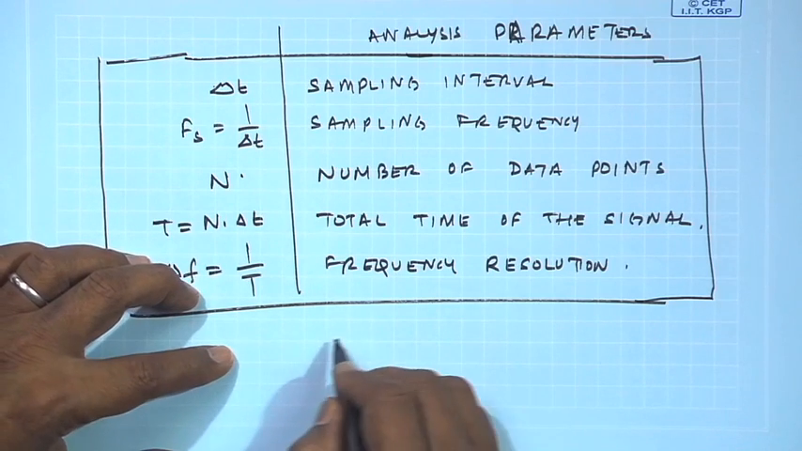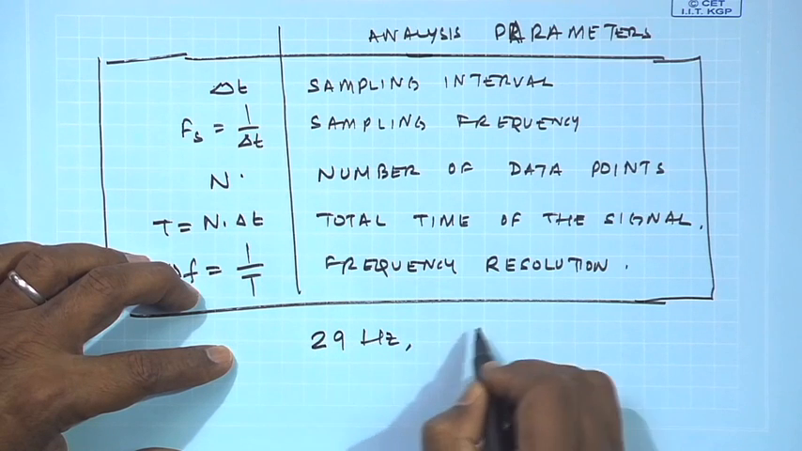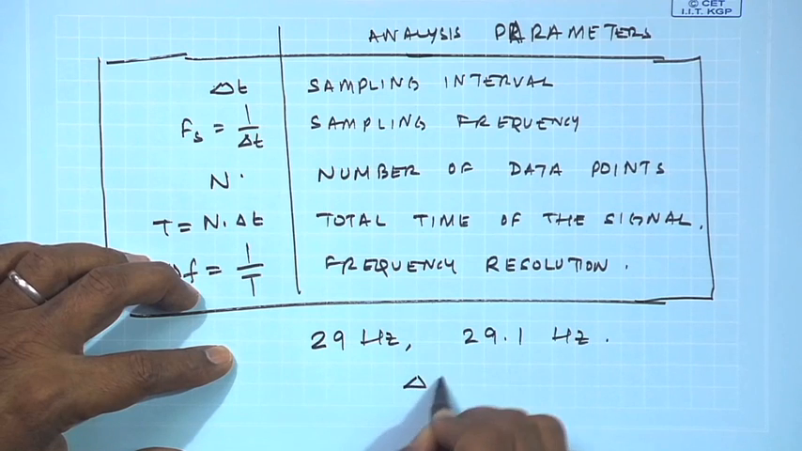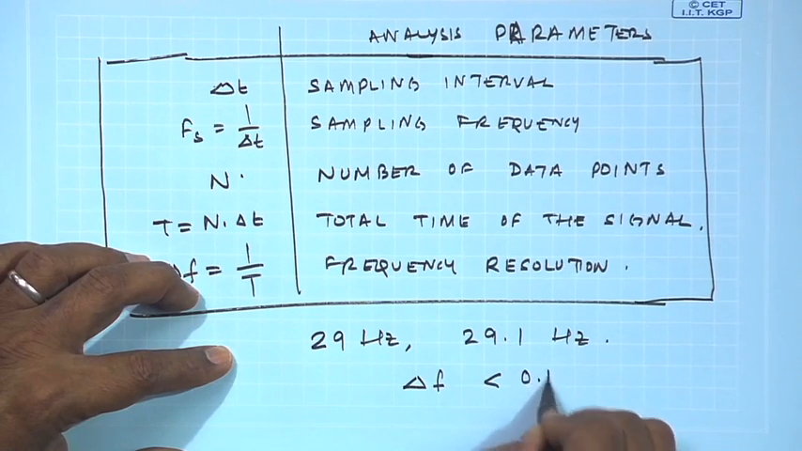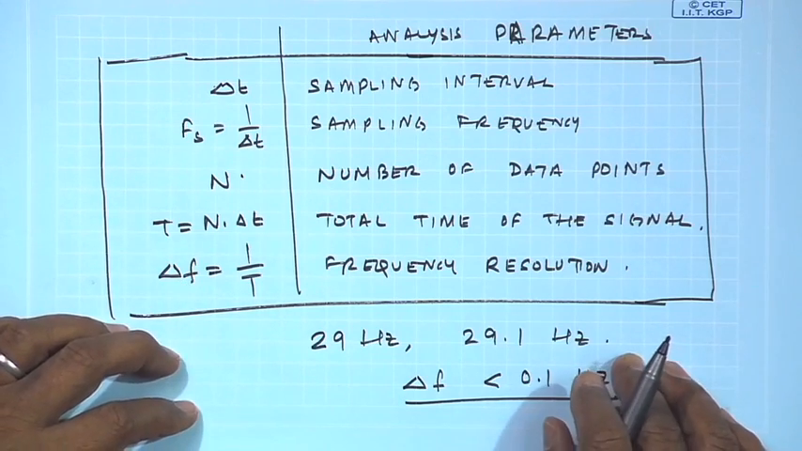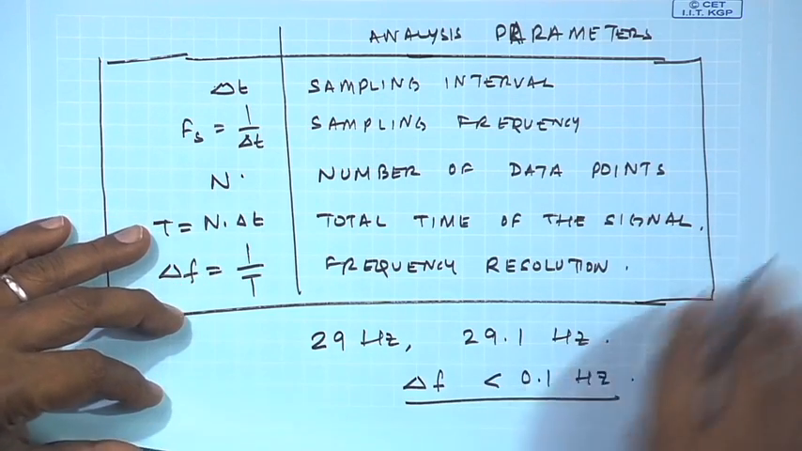quantities. For example, I have a signal of 29 hertz coming out of a machine and another signal of 29.1 hertz. So, unless I have delta f less than 0.1 hertz, I will not be able to distinguish these two frequencies, and that is very important for anybody who is doing condition based maintenance or monitoring to exactly identify the frequencies in a signal. One has to be very careful about these aspects.